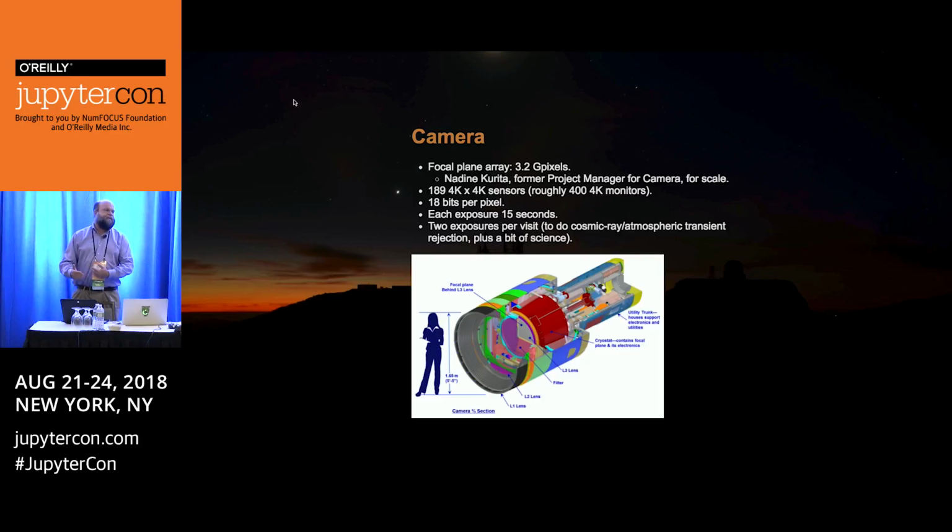We do 2 15-second exposures. That both lets us do atmospheric and cosmic ray rejection. It also turns out that you can do a little bit of science, that if you have a close, fast-moving asteroid, you can actually see its motion between the 2 exposures. The other thing I found out last week at our all-hands meeting is that based on the volume of the camera, you could fit 240 corgi puppies into it.